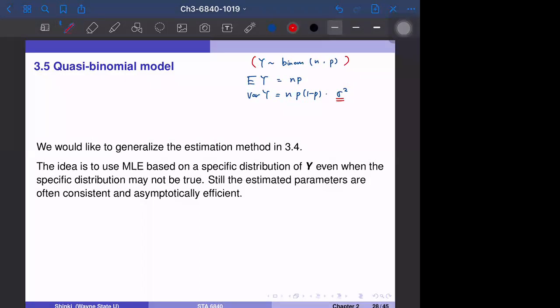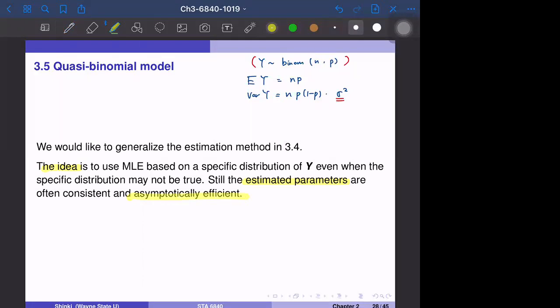And the idea is to use the likelihood based on a specific distribution of y, even when the specific distribution may not be true. For example, often we always have to assume the likelihood function to do maximum likelihood estimation, but we don't know, for example, if observations are normal. For example, the asset return of a stock is approximately normal, but we don't really know if it's really normal or not. The idea is that we still use the normal distribution, and still the estimated parameters are consistent and asymptotically efficient.